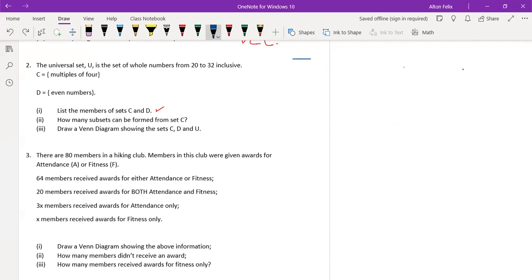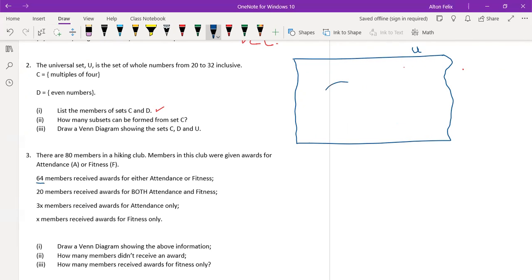Right, let's put it a bit higher up here. Of course, that should be a properly drawn rectangle. That's our universal set here. Now, remember, there are 80 members in the hiking club. Members in this club were given awards for attendance or fitness. So not everybody may have gotten awards, right? Because we are told that out of the 80, 64 members receive awards for either attendance or fitness.